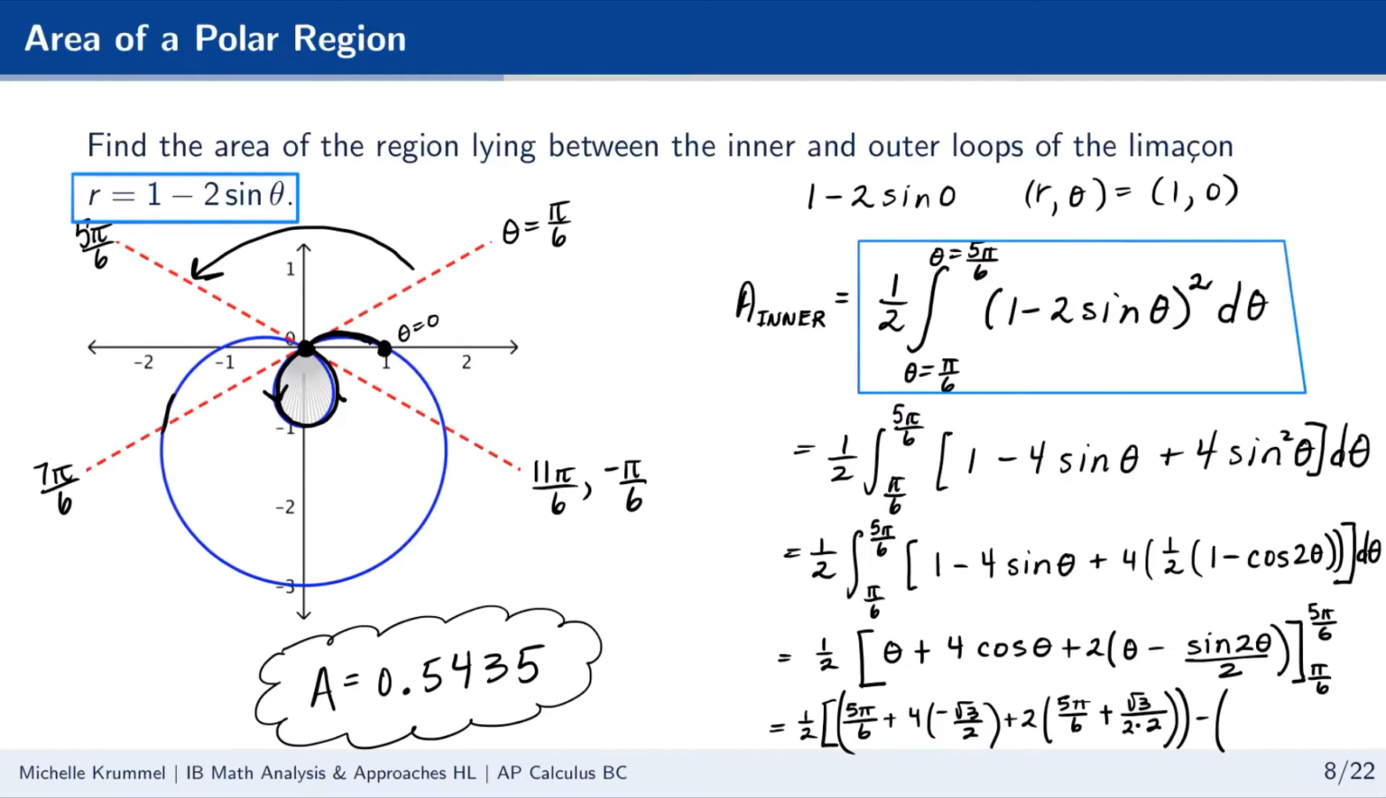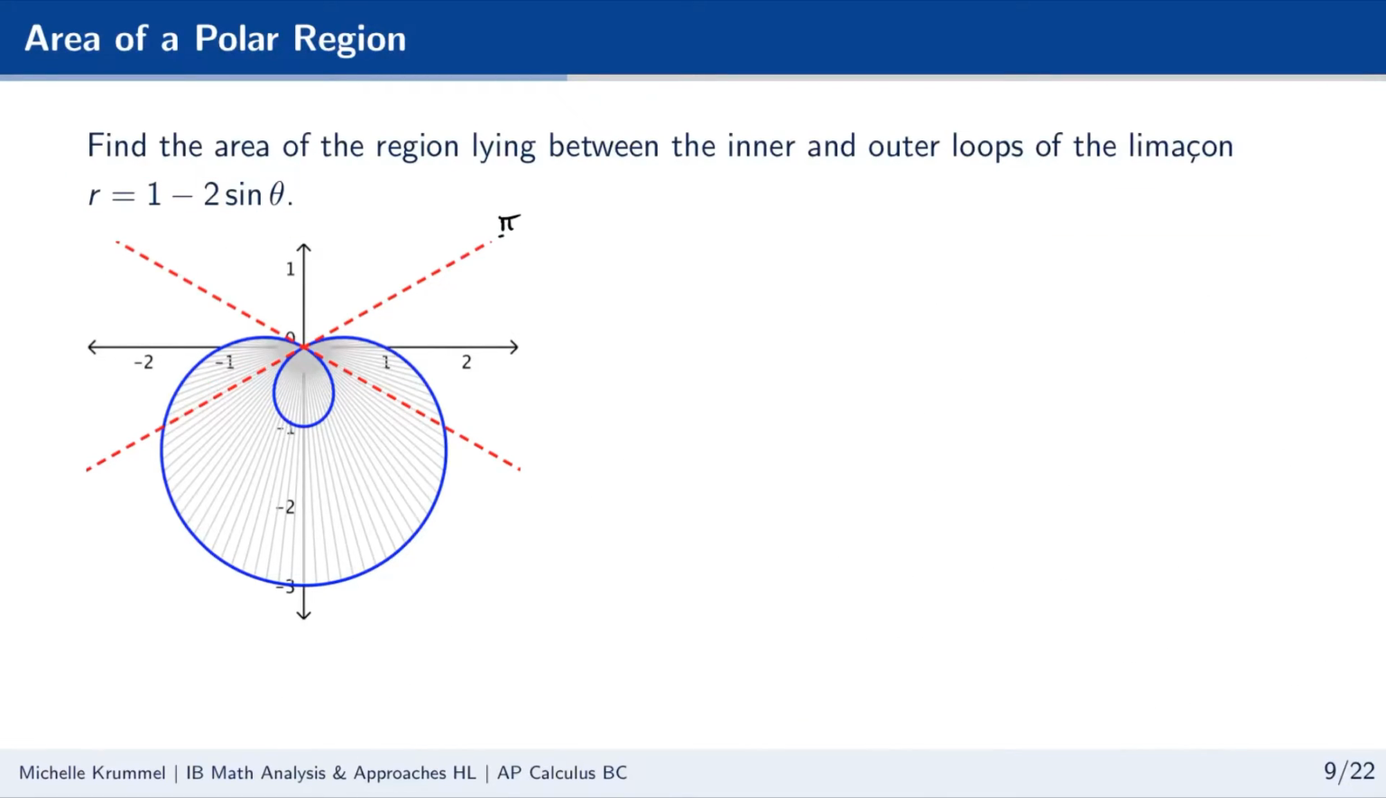Now, this is just the area of the inner loop. This still doesn't answer the question that we were asked. We're trying to find the area between the inner loop and the outer loop. We saw that the inner loop is graphed between pi over 6 to 5 pi over 6. So let's label these again. Here's our pi over 6. Here's our 5 pi over 6. So as we kind of swept around from pi over 6 to 5 pi over 6, we had negative r values. We were actually graphing out this portion of the graph right here, like so.